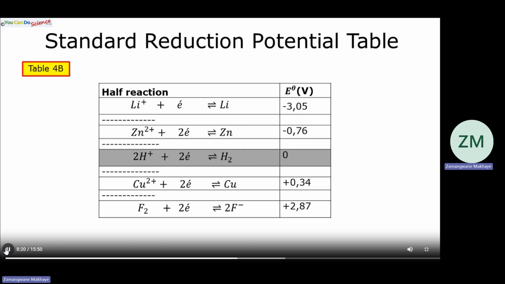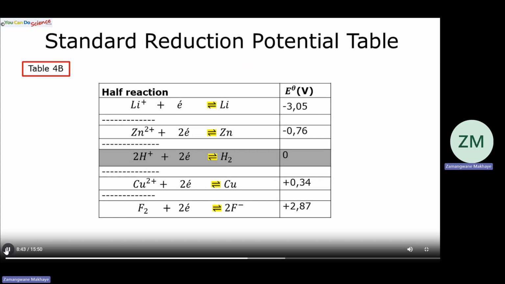It is called the reduction potential table because the forward reactions are all reduction reactions. For this lesson, we're going to use table 4b. It is the one with lithium at the top and fluorine at the bottom. You can also use table 4a, where fluorine is at the top and lithium at the bottom. Whichever one you use, you must use the same one throughout.